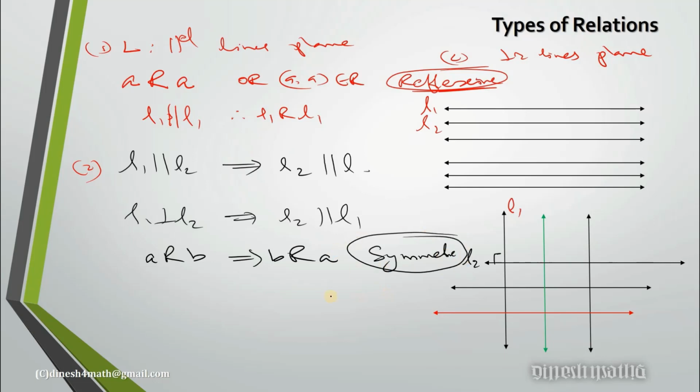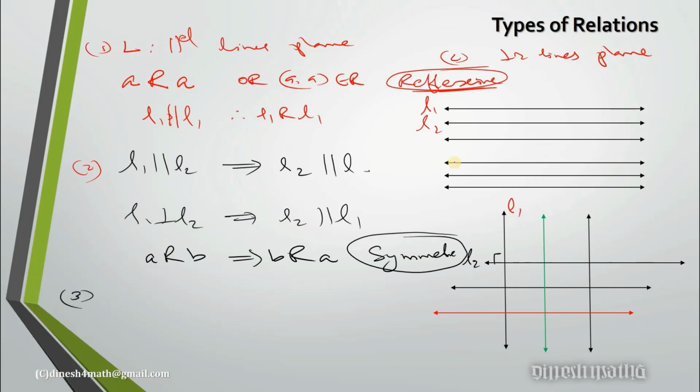It's a symmetric relation. Or consider another example: suppose 2 is a factor of 4, can you say 4 is also a factor of 2? So 2 is a factor of 4, but 4 is not a factor of 2, so it is not true, it is not symmetric.